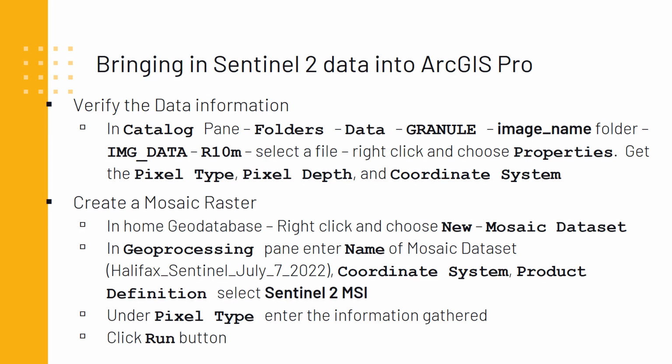The geoprocessing pane will open up. You're going to enter a name. I'm going to suggest you give it the name Halifax_Sentinel_July_7_2022. You're going to enter the coordinate system, the product definition. You're going to select Sentinel-2 MSI, multispectral imagery. Under the pixel type, enter the information that you gathered and click the Run button.